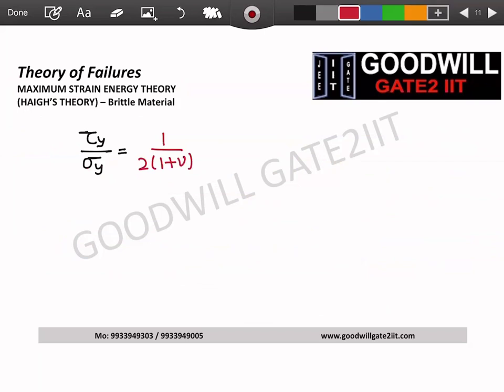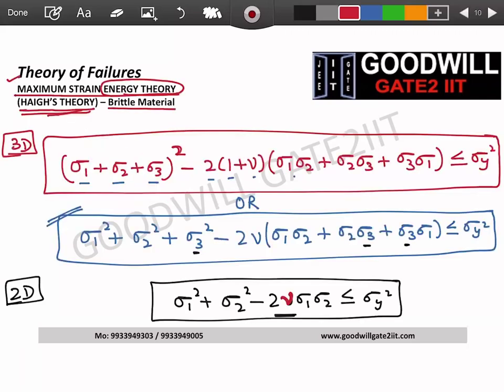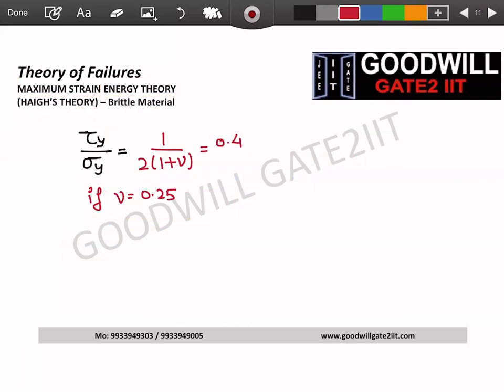Now, just to give you a feel, let's say nu is 0.25. Typically for aluminium and steel, it is 0.28, let's say roughly 0.25. If you substitute this 0.25 here, it becomes 1.25, that is 2.5, 1 divided by 2.5. I think you will get this as 0.4, just to give you a feel. It's an energy based square term. The ratio is giving you 0.4.